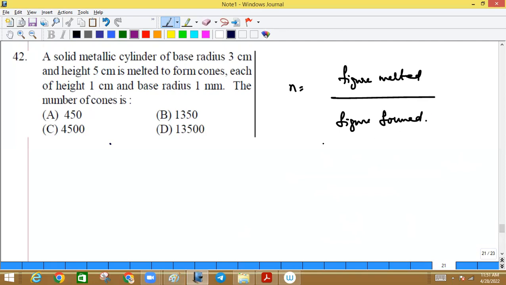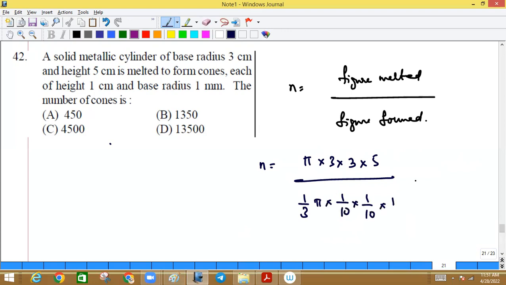So n is equal to what you are melting: cylinder. Cylinder is what? Pi r square is 3 into 3, height is 5. Figure formed is what? 1/3 of cone. What is radius? 1 by 10th of centimeter, 1 by 10th of centimeter. Height is 1. Pi cancel. 3 goes up. If 3 goes up, 27 into 5 is 135. There are 2 zeros extra. So how many smaller cones are formed? 13,500 smaller cones are formed.